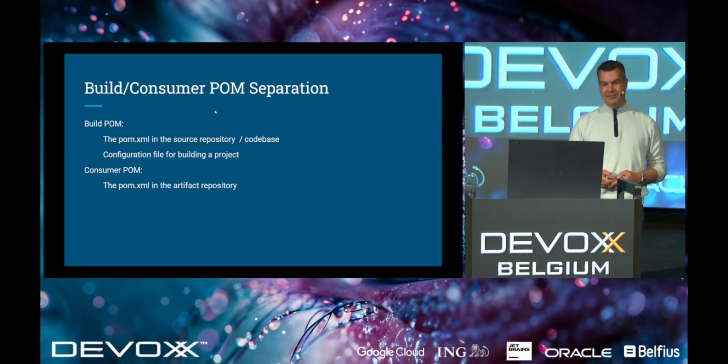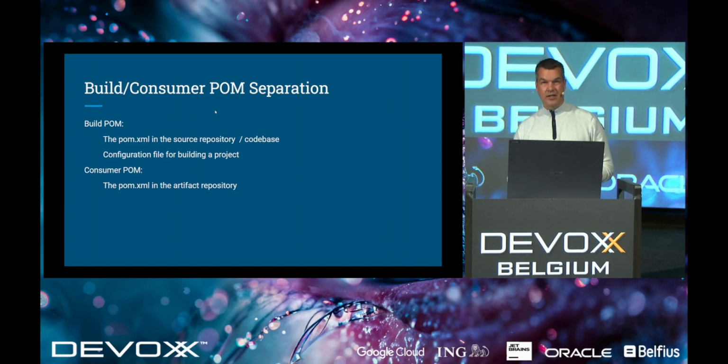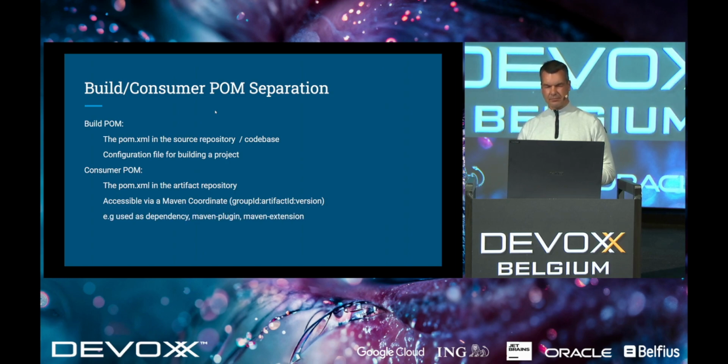The consumer POM is the one that is being installed, deployed, uploaded, or whatever, to an artifact repository. And it is accessible via a Maven coordinate. You all know the group ID, artifact ID, version. Based on that, you have the URL, and you can get your artifact. So this is used for referring to dependencies, Maven plugins, and extensions in your own build POM. I hope no surprises so far. We're trying to make clear which part is really useful for building a project, and once it has been built and deployed, what's still interesting, and that part is the consuming part.